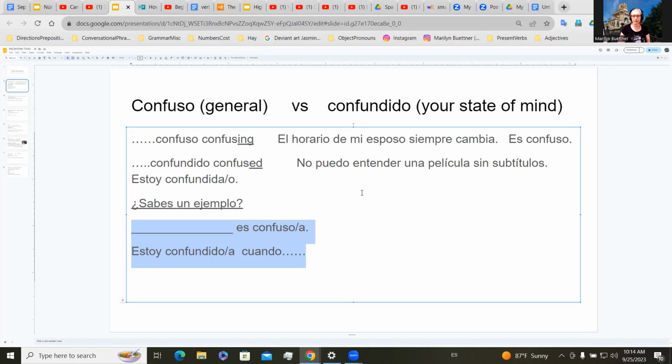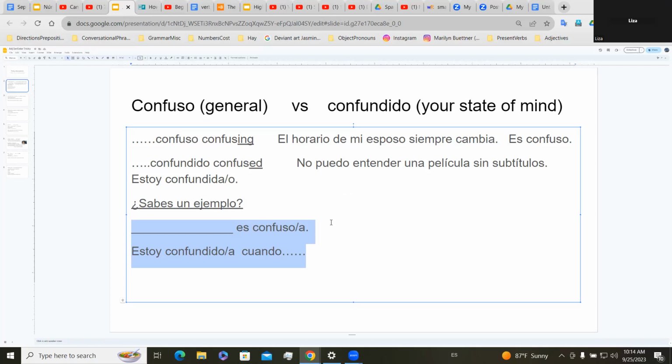Okay. O, por ejemplo, la física, physics, that topic. La física es muy confusa para mí. La física es muy confusa para mí. Okay.